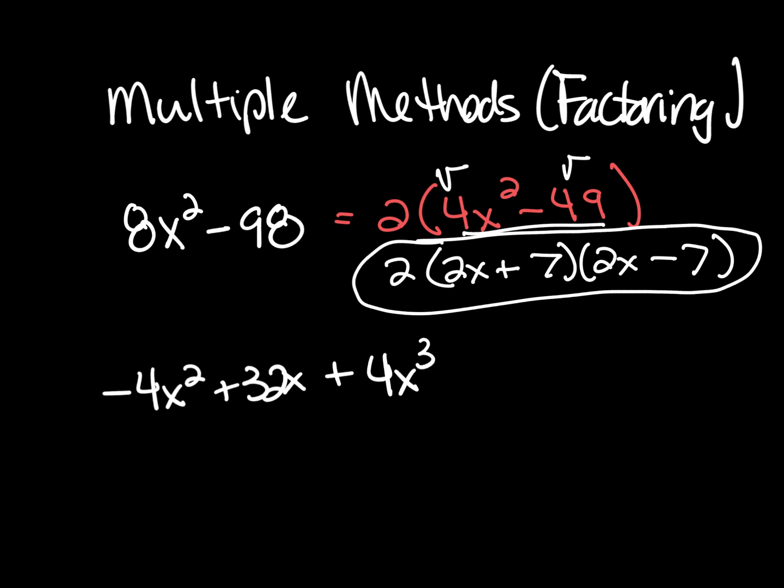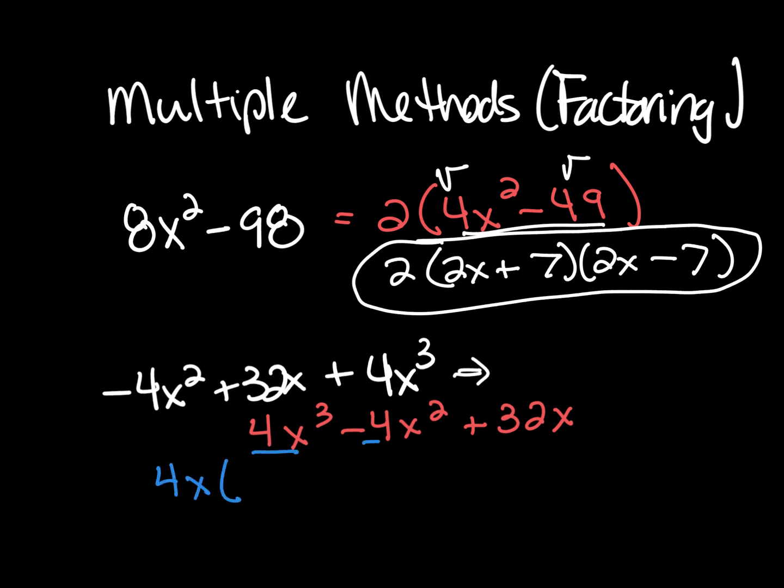In this next one, it's always my advice to put the polynomial in the proper order first, meaning the highest exponent. So I am going to rewrite this as 4x cubed minus 4x squared plus 32x. And just taking a glance at it, they definitely all have at least one x and a 4. So I am going to factor out the GCF of 4x.